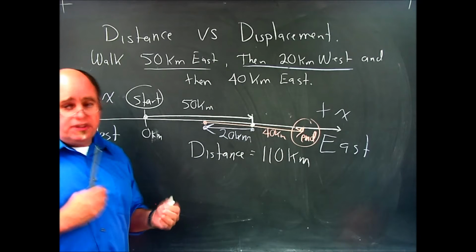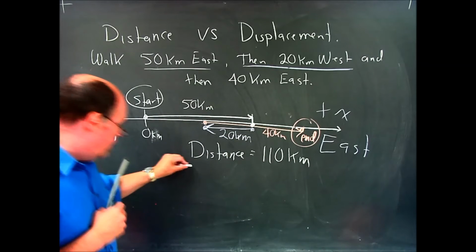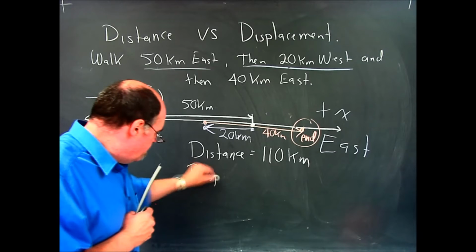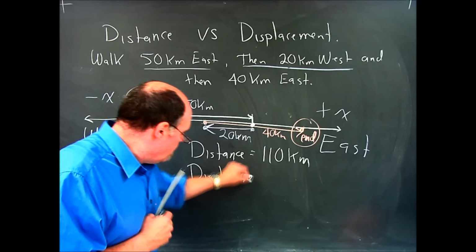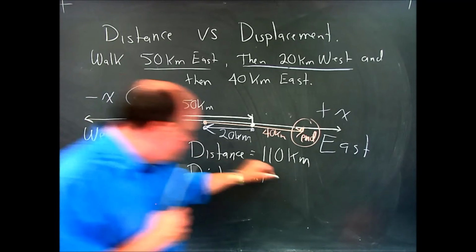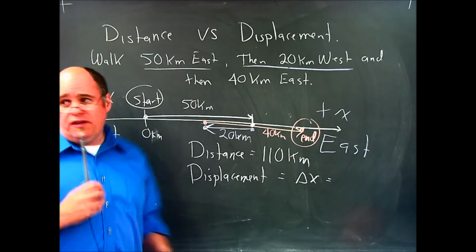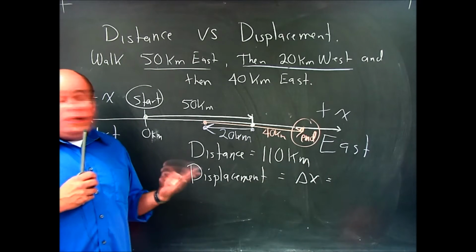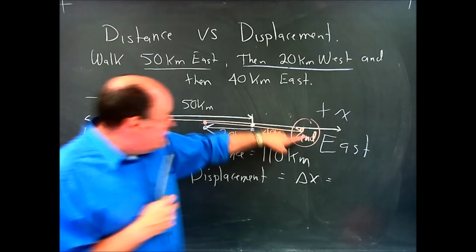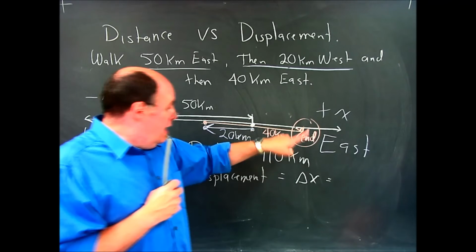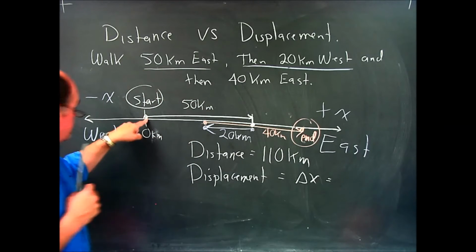But displacement is something else. Displacement is called a vector. Okay. So displacement is given a symbol, delta x. Distance is not given a symbol. So delta x, what does it mean? It means find this ending point right here and subtract away this starting point.